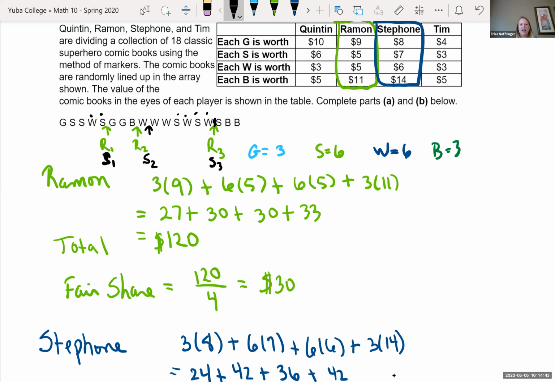Let me just check SBB. S is 7 and B are 14. So that's 2 times 14 is 28 plus 7 is 35. That's close to $36.